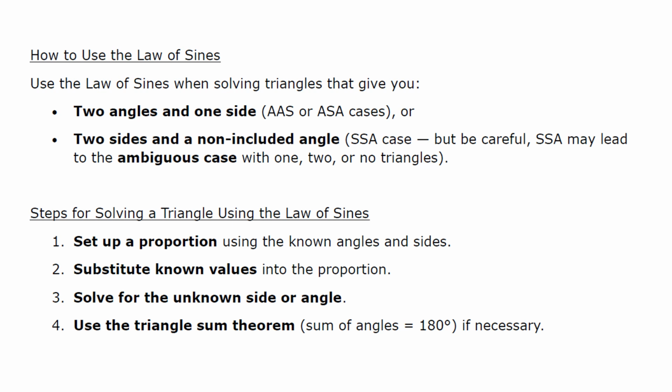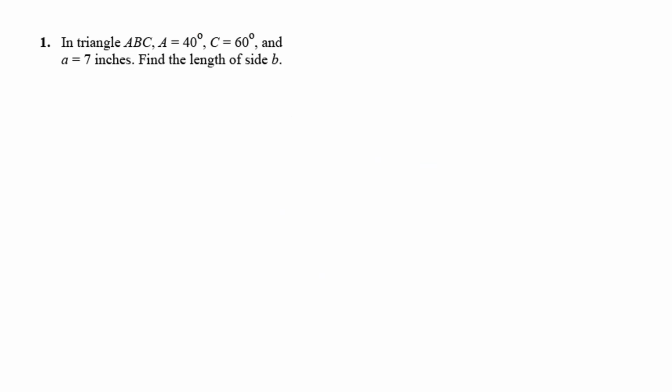All right, so let's do a couple problems together. Here is our first problem. In triangle ABC, angle A is 40 degrees, angle C is 60 degrees, a equals 7 inches, and the length of side b is what we are asked to find.